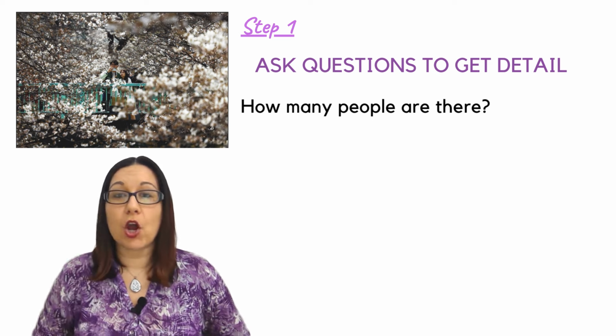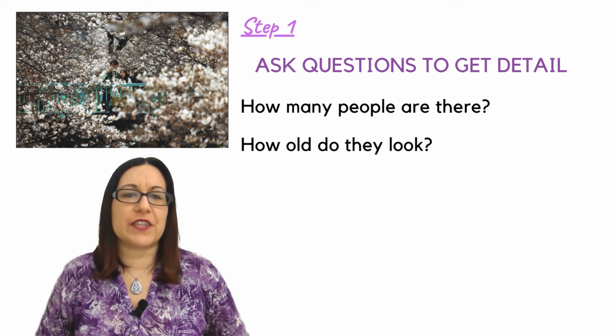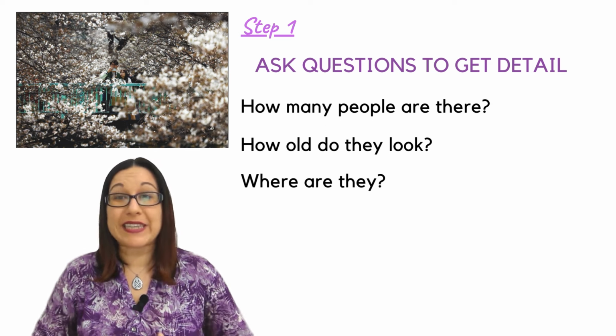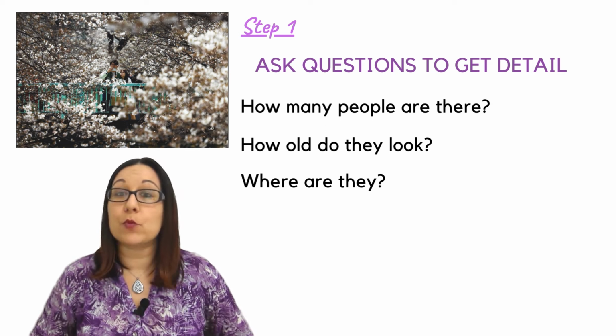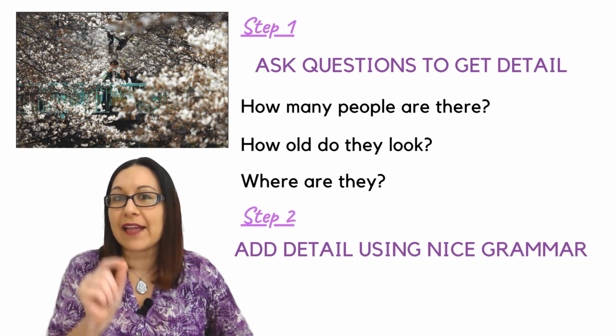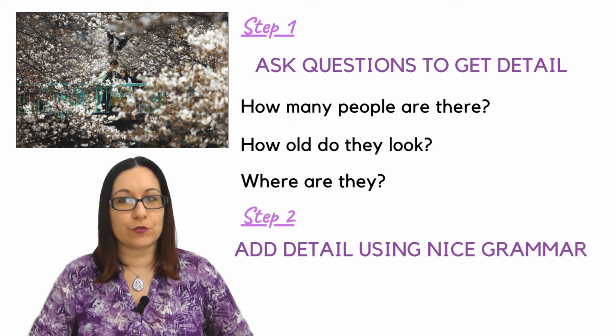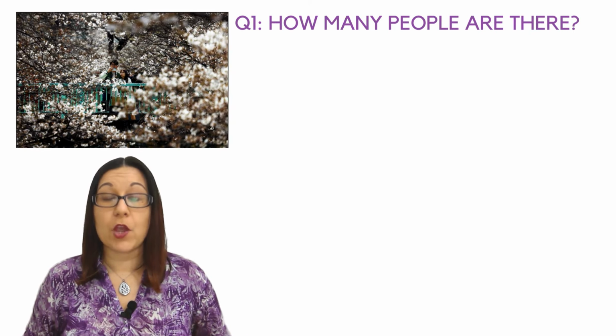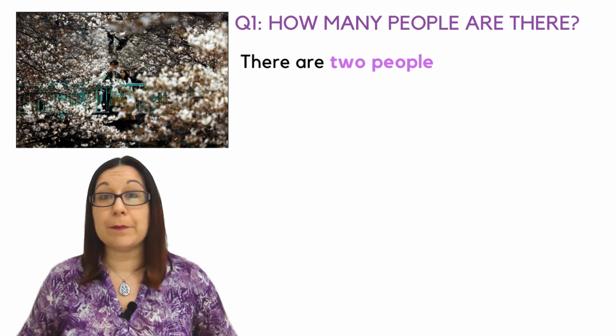So, to expand these words into full sentences, we're just going to keep asking lots of questions. How many people are there? How old do they look? Where are they? All of these questions are really easy, but they're going to help us add more detail. And then we're going to add that detail using some nice grammar. How many people are there? Okay, there are two people.